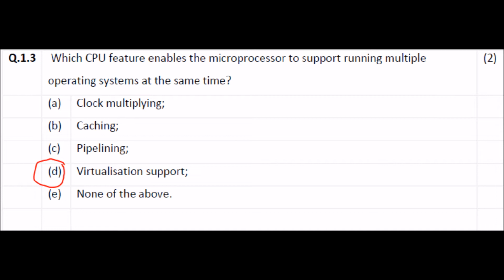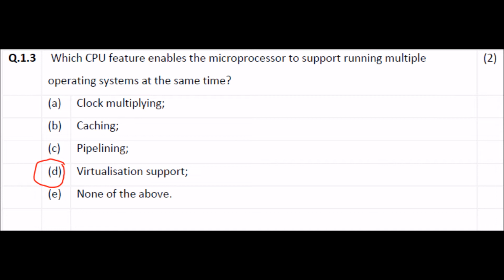But remember, this is only possible if you've got the appropriate processor that can accommodate for that, and that particular feature is known as virtualization, like I was saying earlier on. So 1.3 would be virtualization support.